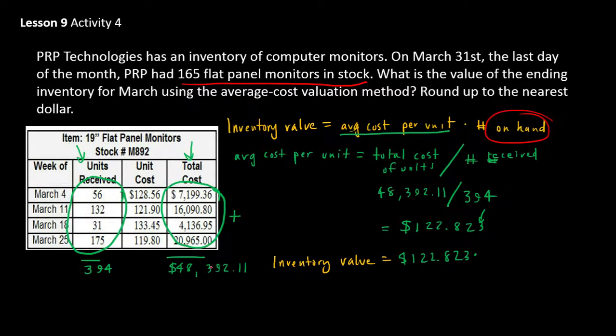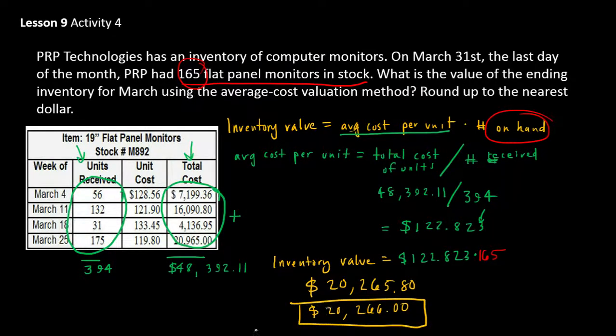Okay, well, how many do I have on hand? I have 165 on hand. So I take 122.823 multiplied by 165, and my inventory value is $20,265.80, but I'm rounding to the nearest dollar, so I take $20,266.